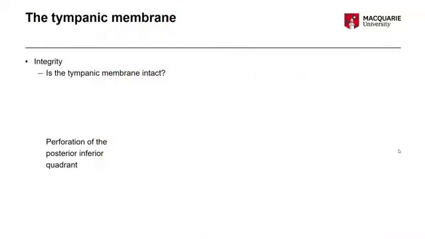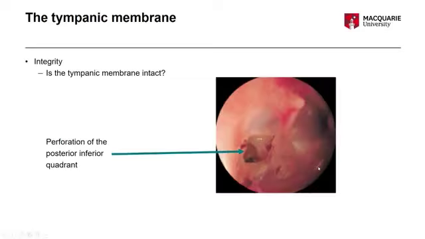Okay, when looking at the tympanic membrane, one of the questions you'll ask yourself is: is the tympanic membrane intact? This tympanic membrane has a perforation, a perforation of the posterior inferior quadrant here, and we've got another tiny little perforation there as well. Depending on what's caused the perforation and how big it is, the majority of perforations heal spontaneously and require absolutely nothing from us, except to tell the client to keep the ear dry.